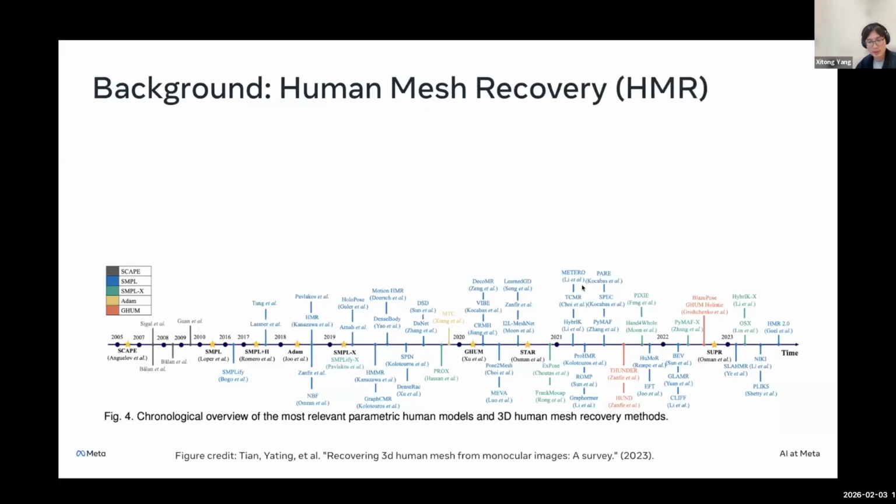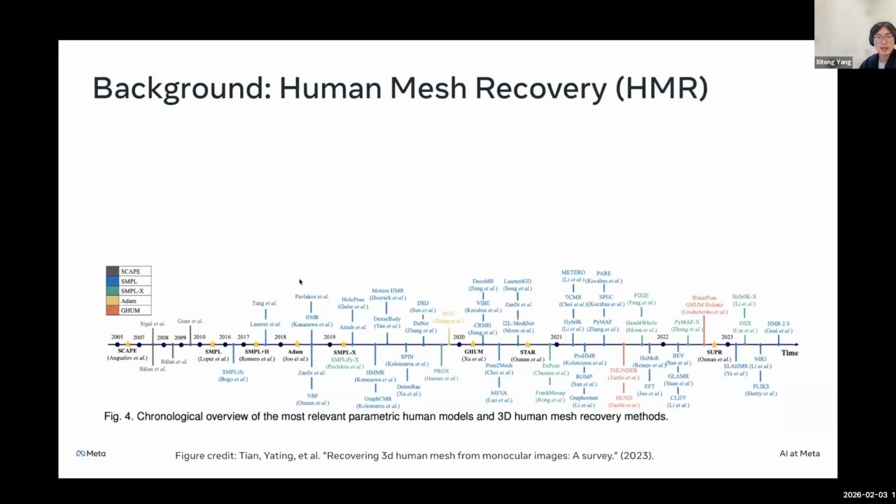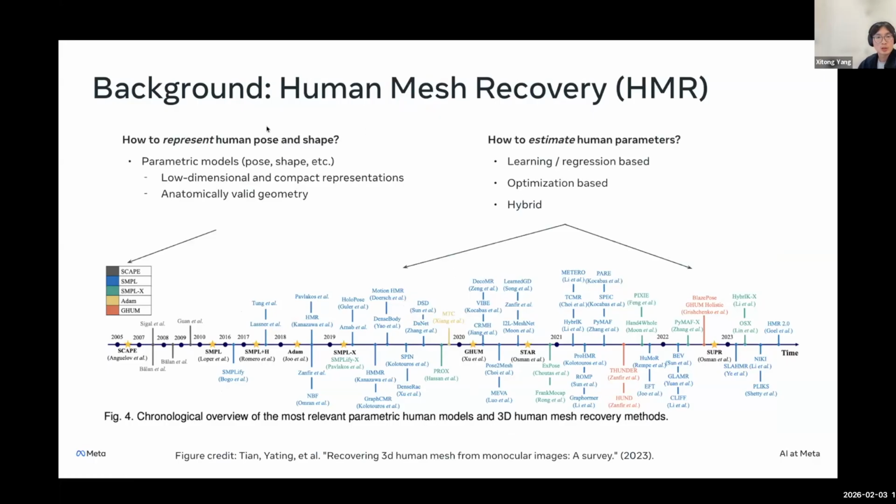So human mesh recovery is a fundamental research problem for computer vision. In the past 10 or 20 years, many methods have been developed in this field. There are two basic questions here. First, how do we represent the human pose and shape? One direction is to represent it using a parametric model, basically representing the body in a low dimensional and compact representation. There is some pretty well-known work here, SMPL is widely used in academia.